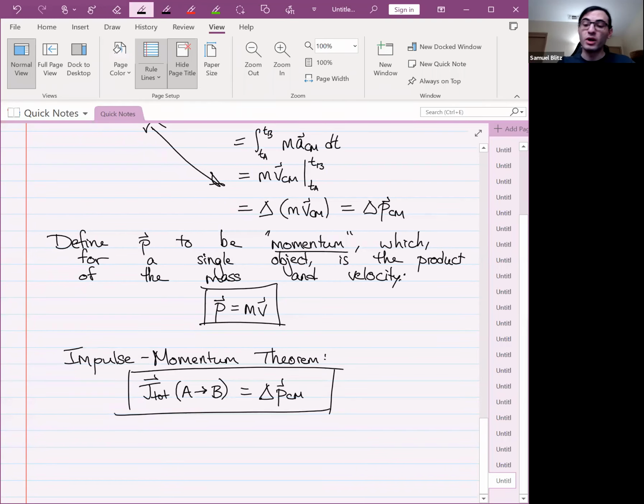It's written in a different order. For the work energy theorem, it was change in kinetic energy equals work. It doesn't matter though. But the point is impulse is like work, momentum is like energy. So impulse and work both come from external effects. Work and kinetic energy and momentum are internal properties of the system.